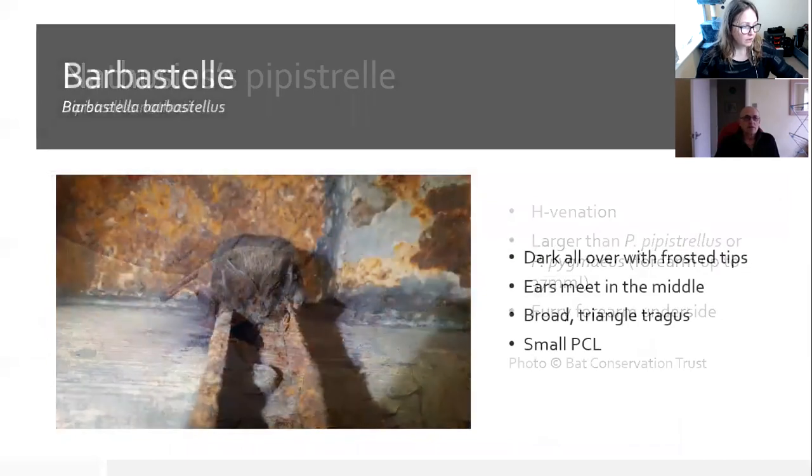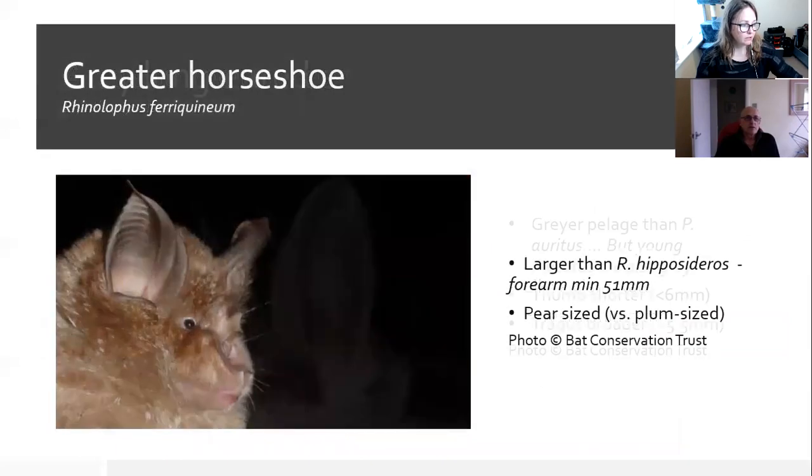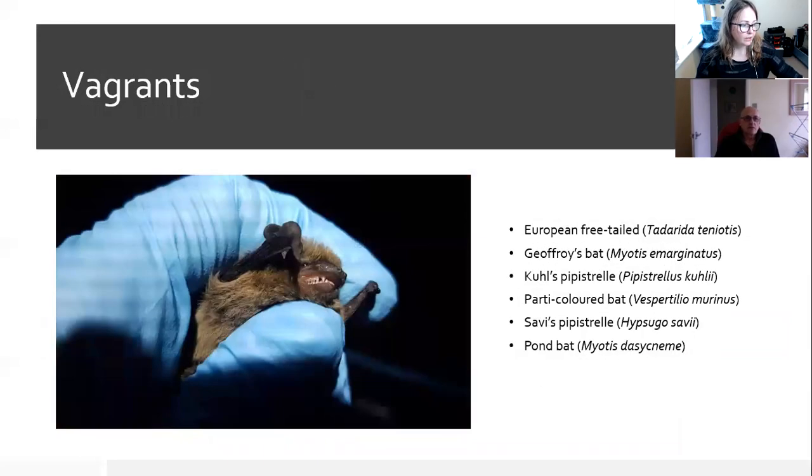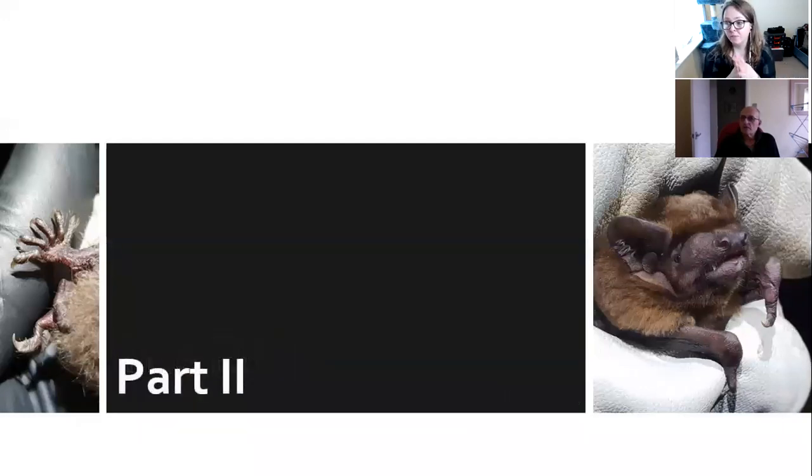And then looking a bit at other species: Nathusius', Barbastelle, Alcathoe, greater mouse-eared, greater horseshoe, grey long-eared, and vagrants, none of which we get in our county. So that is your basic run through of everything we went through in detail last month.